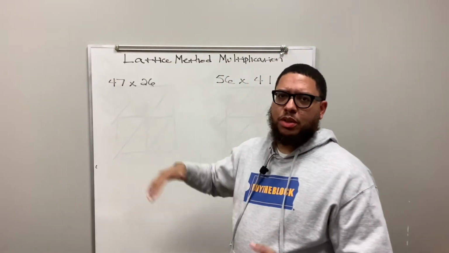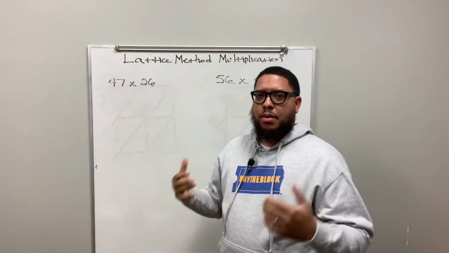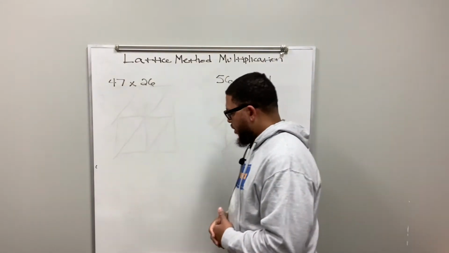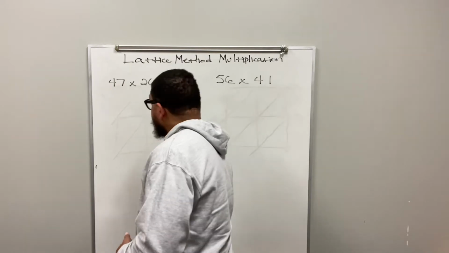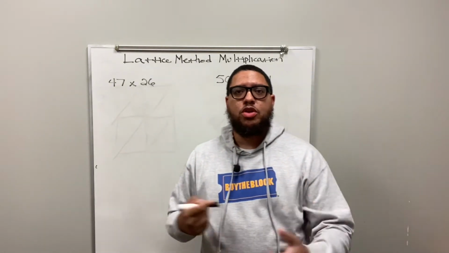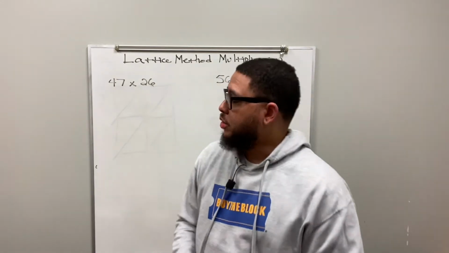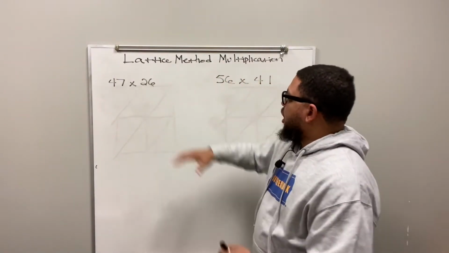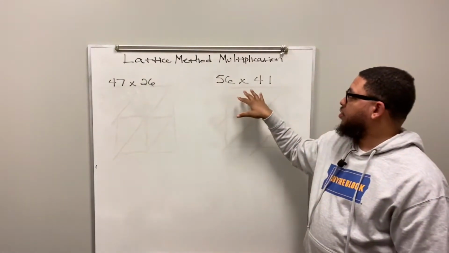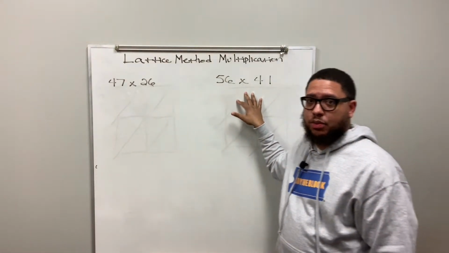So I'm doing this video, this might be my second video that I've done on this, but I'm doing another video on the lattice method because I think it's a beneficial method of multiplication that your children should understand and that we can use. And it also helps us to develop our multiplication facts and our number fluency with multiplication. So I got two examples up here on the board. 47 times 26 is the first one, and 56 times 41 is the second one, right?